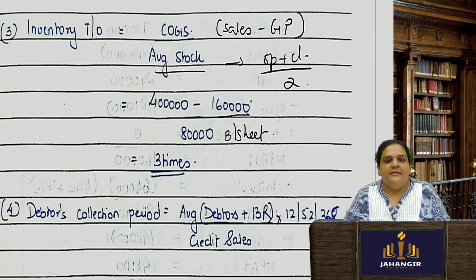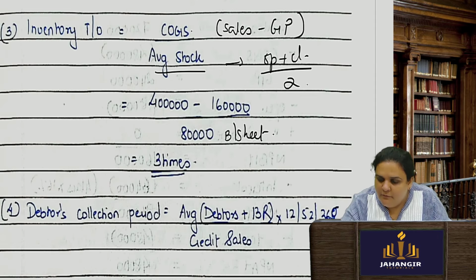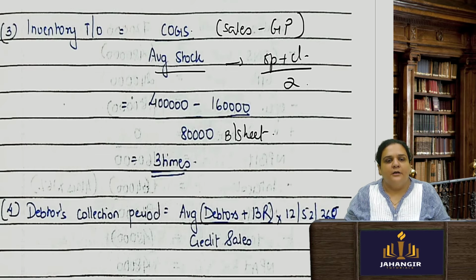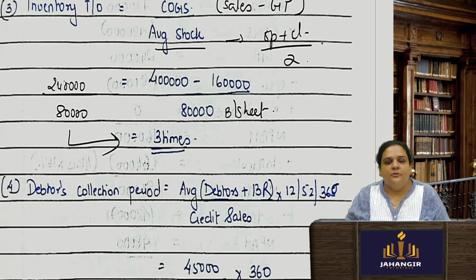So 4 lakh minus 1 lakh 60. 4 lakhs minus 1 lakh 60 is 2 lakh 40. Okay. Divide that by 80,000. So it is going to be 3 times inventory turnover ratio.